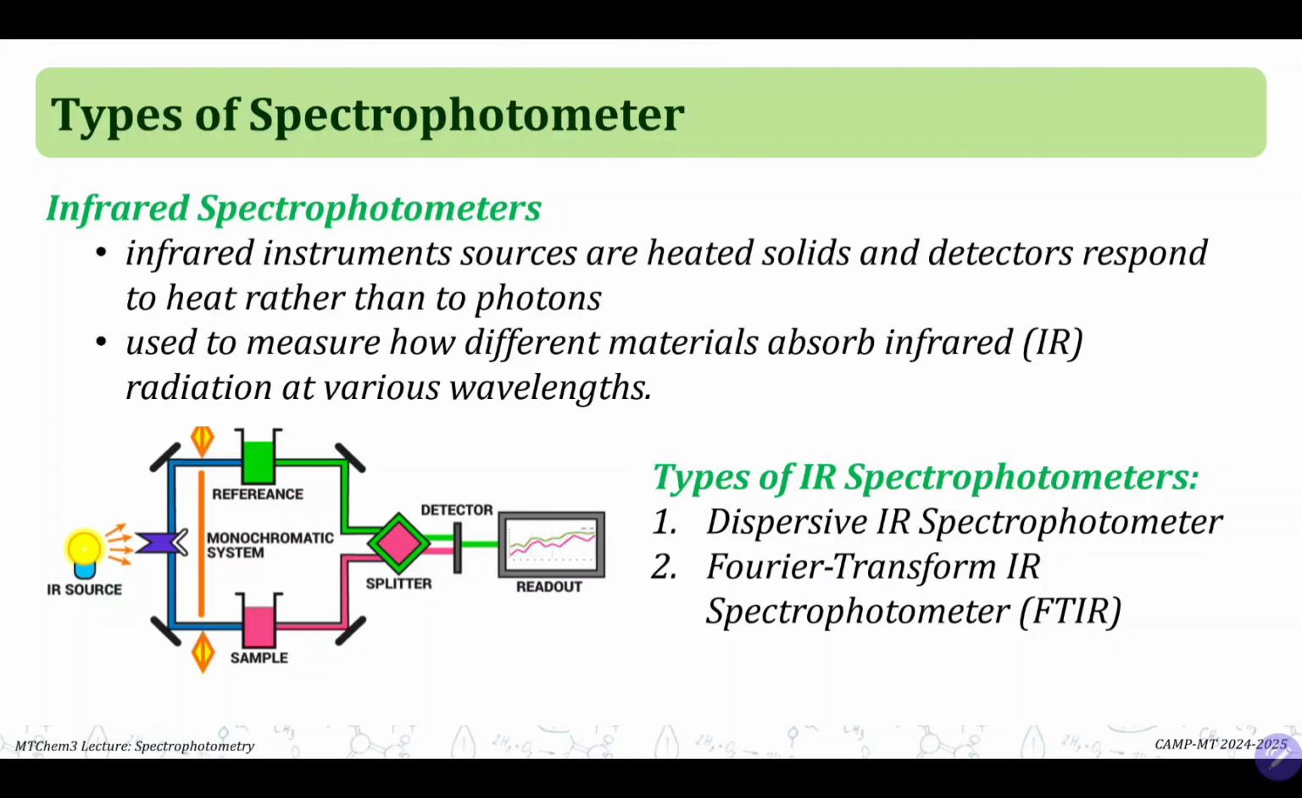Next type are your infrared spectrophotometers. Infrared instrument sources are heated solids, and detectors respond to heat rather than to photons. These are used to measure how different materials absorb infrared radiation at various wavelengths. Now, you have different types of infrared spectrophotometers: your dispersive infrared spectrophotometer and your Fourier transform infrared spectrophotometer. The dispersive infrared spectrophotometer uses prisms or gratings to separate infrared light into its component wavelengths. While your FTIR spectrophotometer utilizes a mathematical technique known as the Fourier transform to produce high-resolution spectra more quickly and accurately.